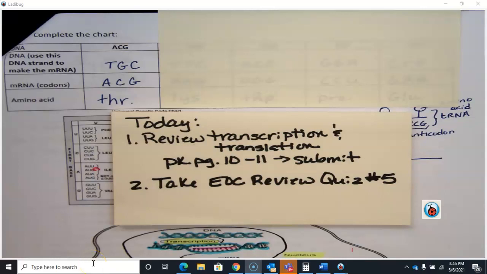Okay, today we're going to review transcription and translation. If you'll open up your EOC review packet to page 10, at the end of today's lesson, I want you to submit pages 10 and 11. So take pictures of those two pages and submit that into Canvas. And then I would also like for you to take your EOC review quiz number 5. Please do that before you leave today.